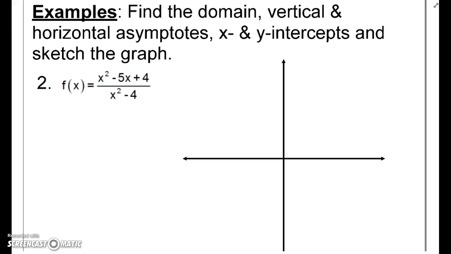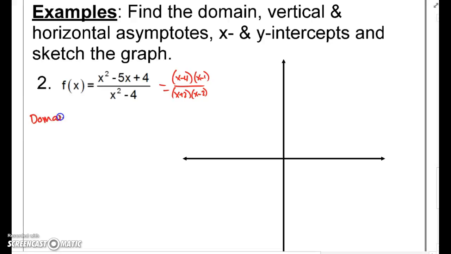Number 2, so things will be a lot easier if you factor everything from the beginning. So if I factor the numerator, I get (x minus 4)(x minus 1), and then denominator (x plus 2)(x minus 2). So this is going to help me quite a bit when I'm plugging in points later. I don't have to worry about squaring anything. Just going to make things a little simpler.